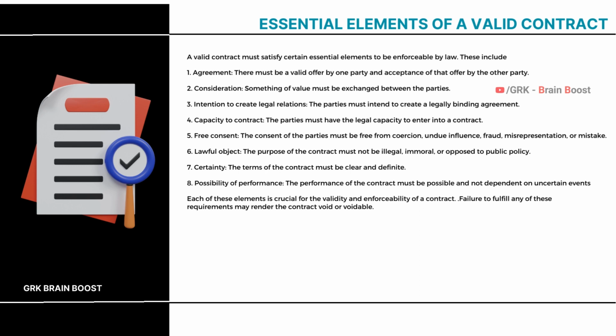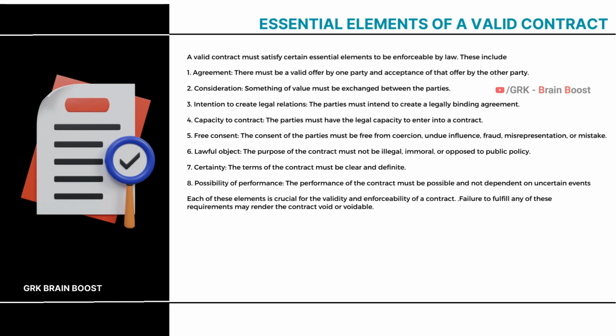Fourth one, capacity to contract. The parties must have the legal capacity to enter into a contract. Fifth one, free consent. The consent of the parties must be free from coercion, undue influence, fraud, misrepresentation, or mistake. Sixth one, lawful object. The purpose of the contract must not be illegal, immoral, or opposed to public policy.